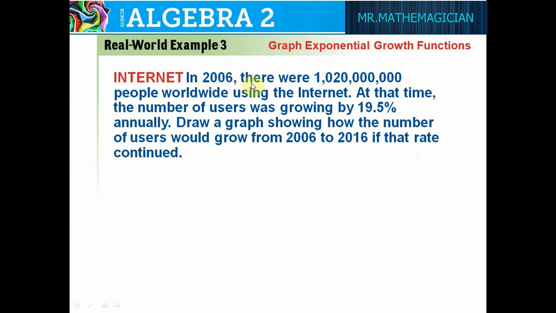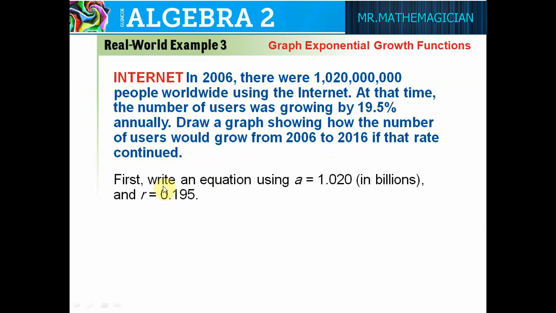In 2006, there were 1,020,000,000 people worldwide using the internet. At that time, the number of users was growing by 19.5% annually. Draw a graph showing how the number of users would grow from 2006 to 2016 if that rate continued. Means we have exponential growth.